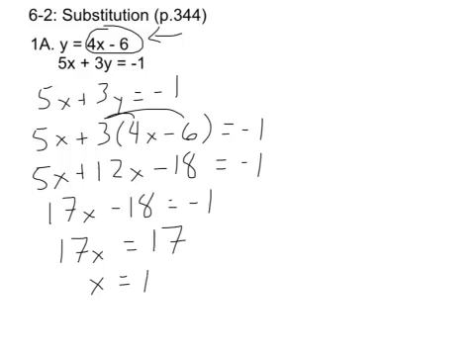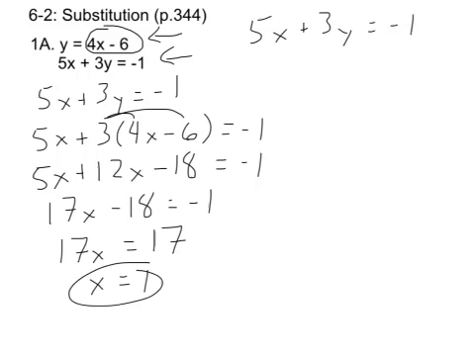So now I know x equals 1. I'm going to substitute that back, and this time I'm going to substitute it into the second equation. It makes no difference which equation I substitute it into. I just want to find the value for y since I have the value for x. So I'm going to rewrite my equation: 5x plus 3y equals negative 1. Then I substitute my value for x: 5 times 1 plus 3y equals negative 1. 5 times 1 is 5 plus 3y equals negative 1.